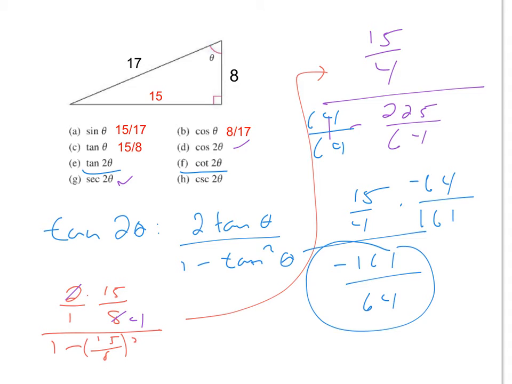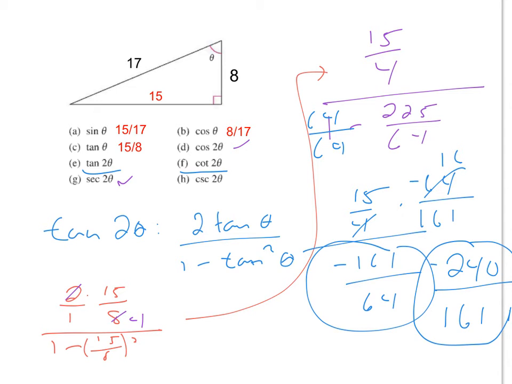Well, the 64 and the 4 can cancel. So that becomes negative 16. 15 times negative 16 is negative 240. So I have negative 240 over 161. That's my answer for tan 2 theta. My cotan 2 theta will be the reciprocal of that.